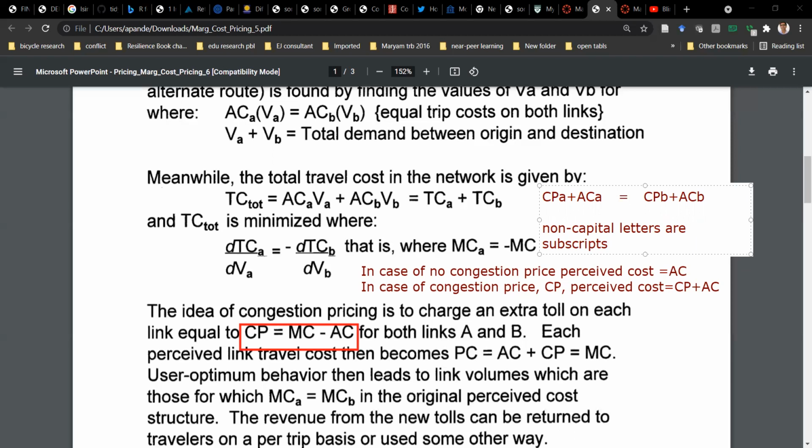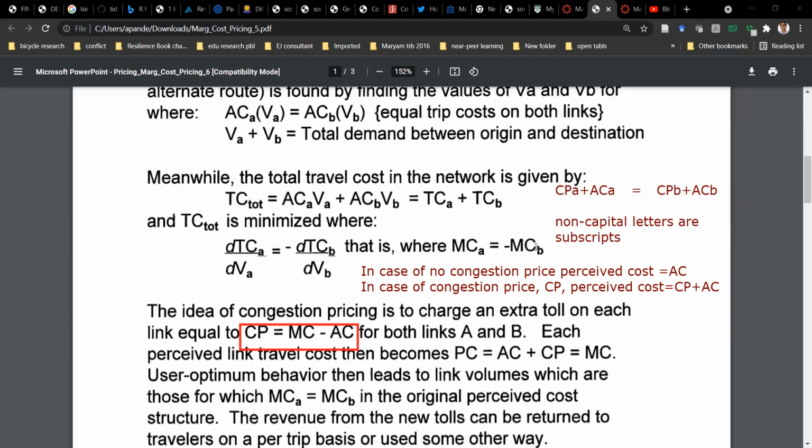Now, you don't want to price your congestion willy-nilly. You already have some idea about what you want the end result to be, because your total system travel time is minimized when marginal costs on these routes are equal. So you want the marginal cost on route A and route B to be equal in magnitude.